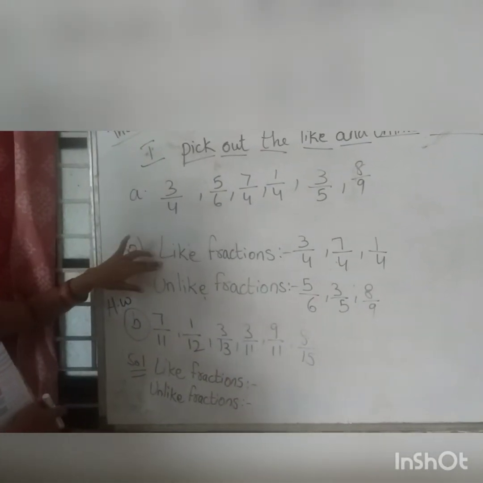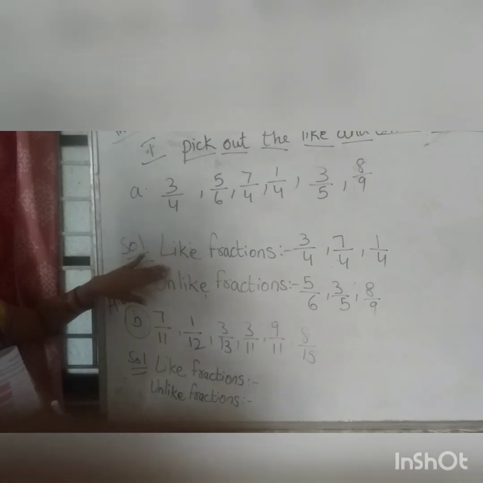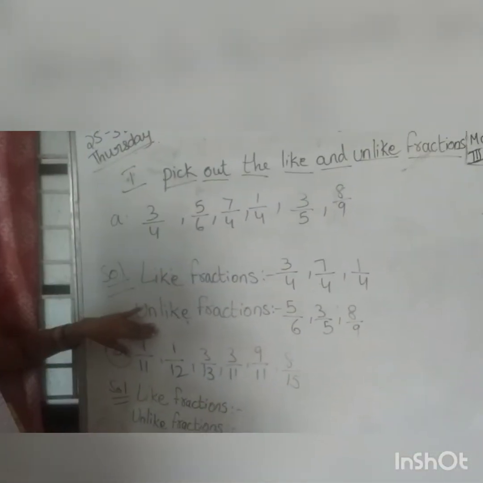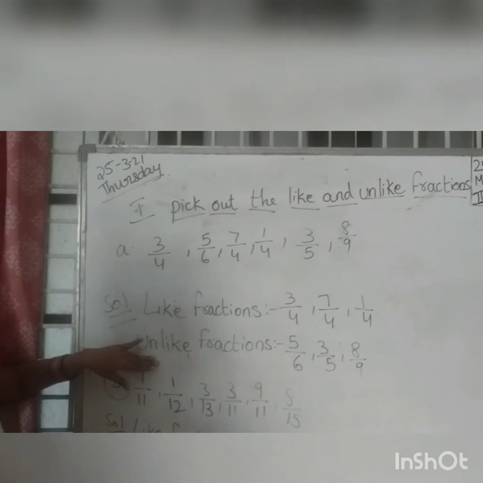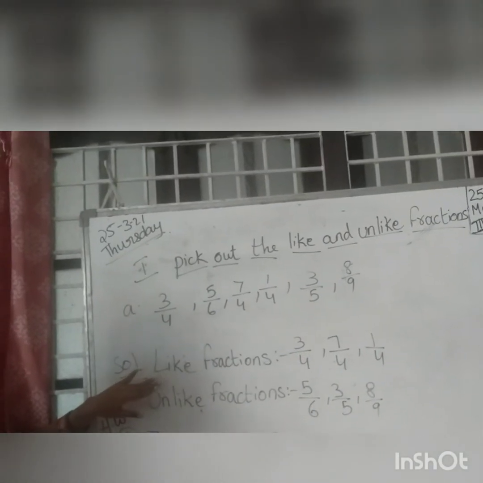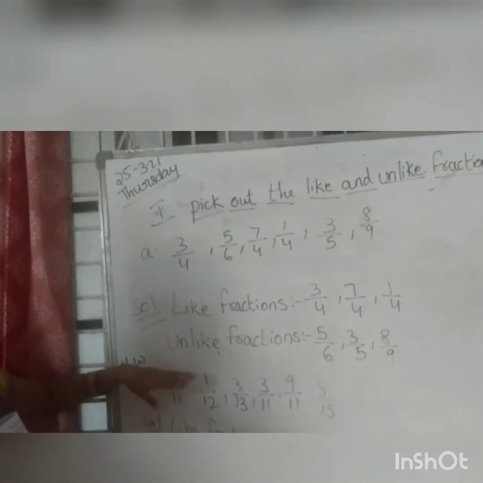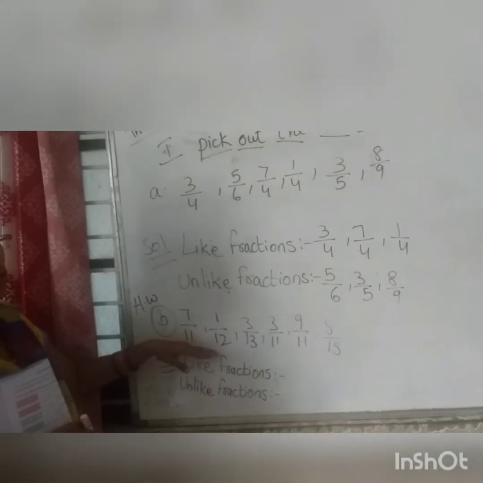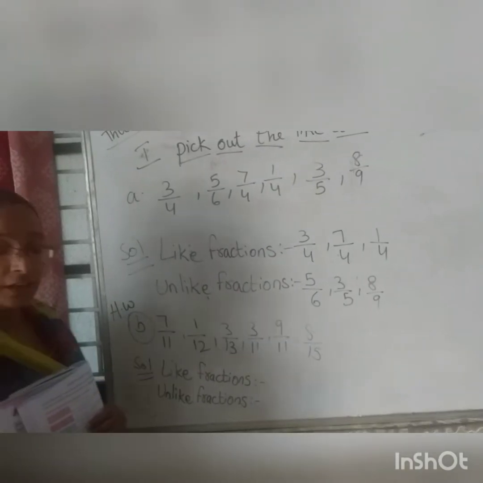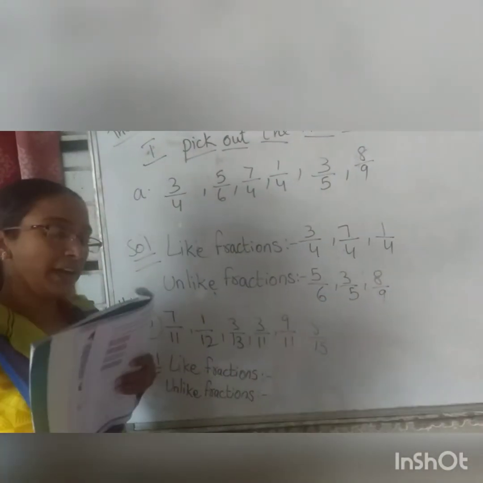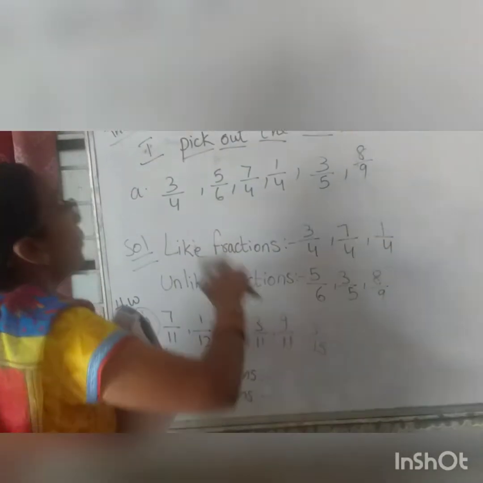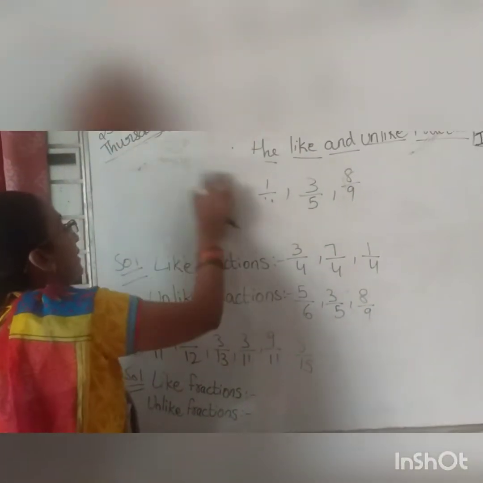After you write like fractions, leave 2 lines and write unlike fractions. After writing this, leave 2 lines and write this for homework. Okay, did you all follow? Now we are going to see equivalent fractions.